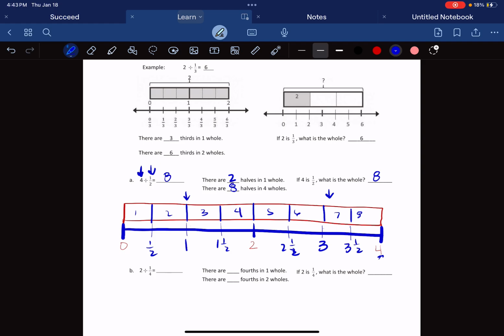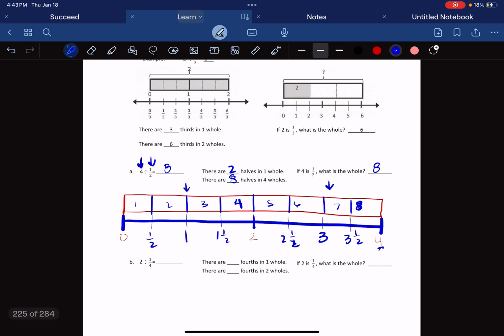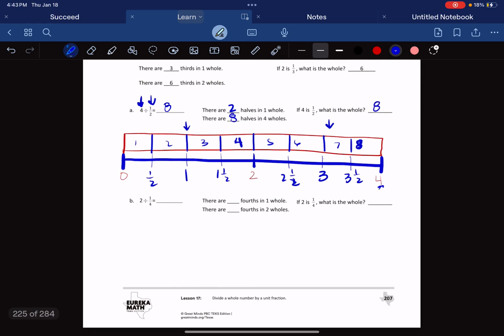I know this might be a little confusing. It'll probably be more understood this time, in my opinion, with you just doing the computation than the models. But again, we do need to do the models because Eureka wants us to, and there are probably going to be students who understand the modeling more than the computation, and later on will feel more comfortable with that computation. So let's look here at part B.